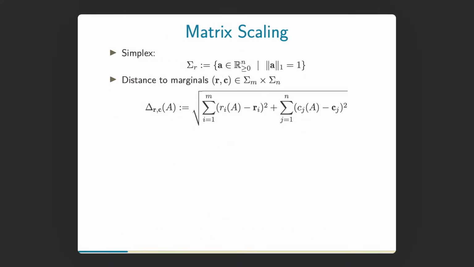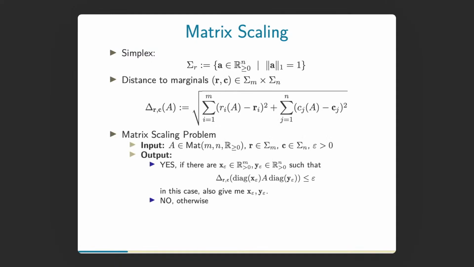So let's do that. Let me get the simplex here, which is the set of all, essentially, probability distributions. And then, again, I'm going to generalize my distance to doubly stochastic to the distance to the R and C marginals. What is it going to be? If I have these vectors R and C, which are my target marginals, it's the distance of how far my row sums are from the specified marginal, and my column sums are from the specified marginal, okay?